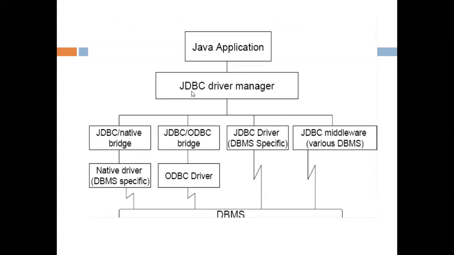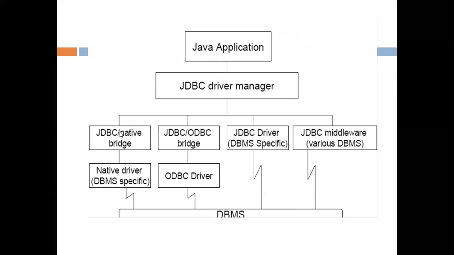So this is a pictorial representation. So Java application we have. The Java application will handle or pass the commands to the JDBC driver manager. So driver manager, again there will be four types. So depending on the application platform and the database platform, the driver manager will load the specific driver. So which one to choose among the four. So then what happens? They in turn connect with the DBMS.